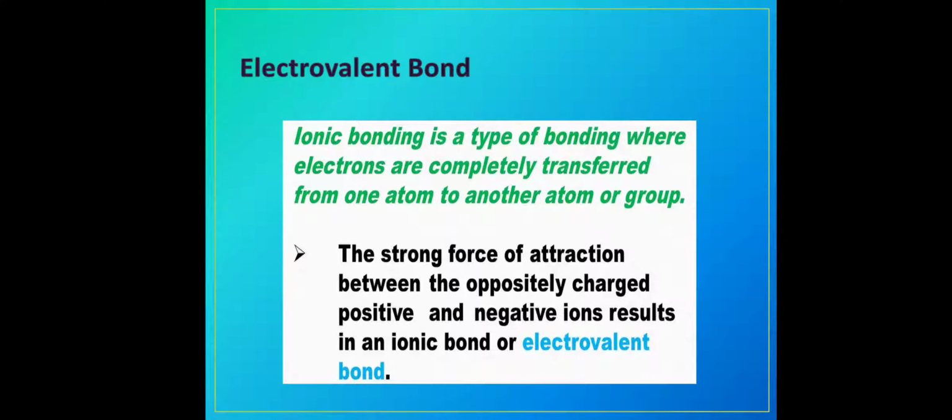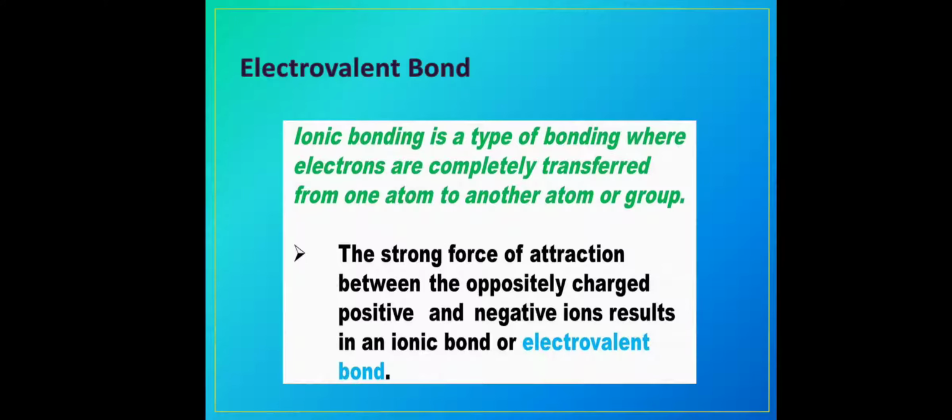So first let us see the electrovalent bond. It is also termed or called an ionic bond. It's called an ionic bond because it is formed by the attraction between two ions, that is a positively charged cation and a negatively charged anion.